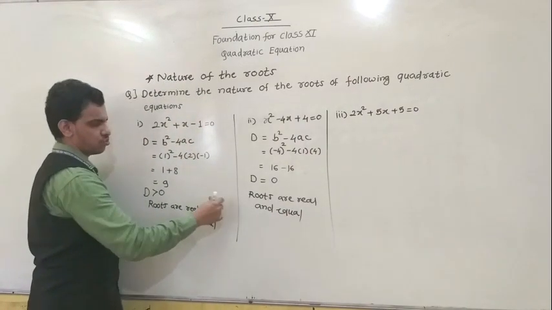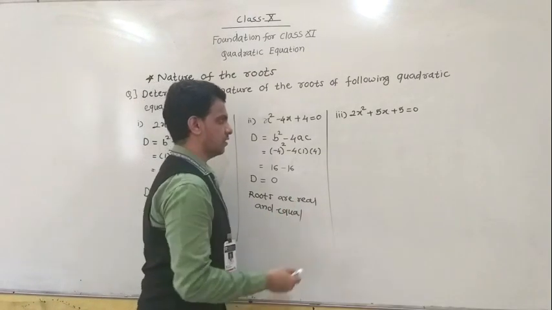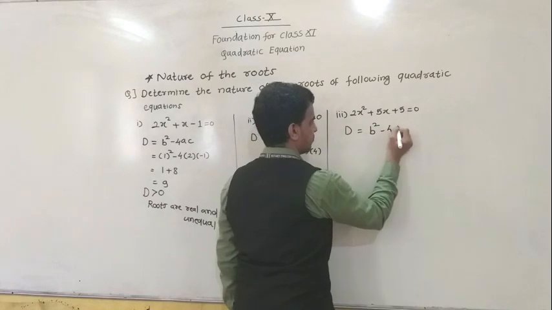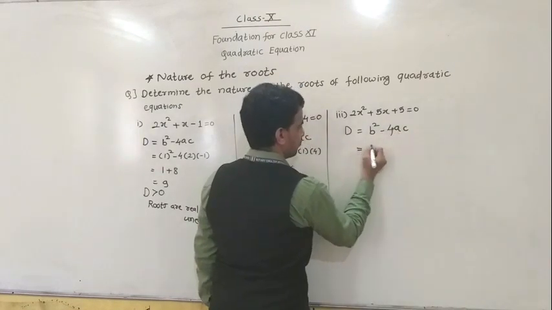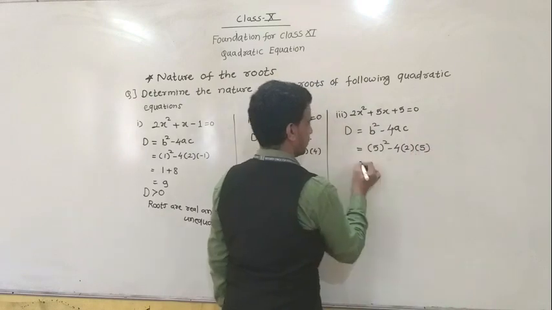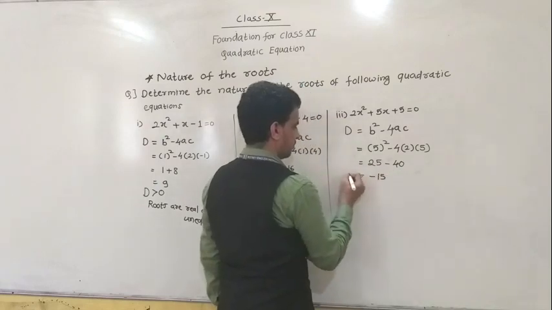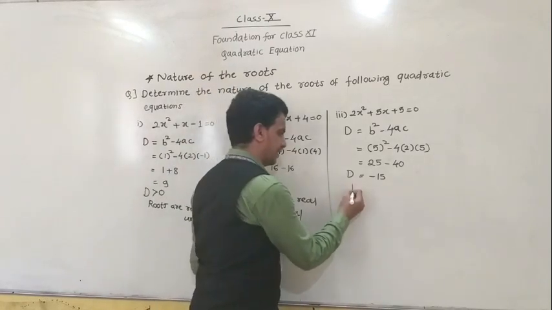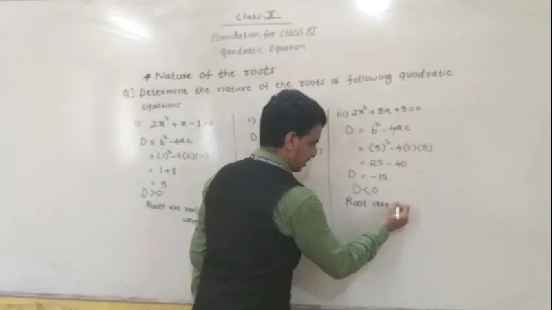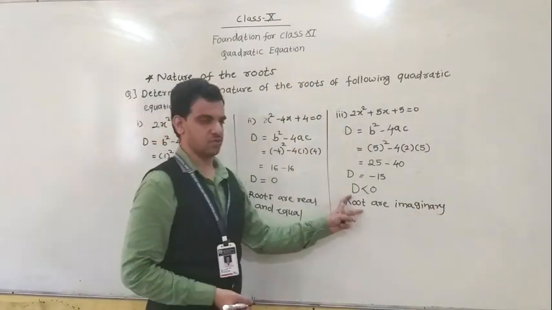So if D is equal to 0, roots are real and equal. So in both cases roots are real. In the first case it is real and unequal, and in the second case it is real and equal. Now the third case, that is 2x square plus 5x plus 5. So in this D is equal to b square minus 4ac. So b is 5, so 5 square minus 4 into a, the value of a is 2, the value of c is 5. So 25 minus 40, that is minus 15. So the value of D is minus 15, that is D less than 0. And if D less than 0, then roots are imaginary or not real.